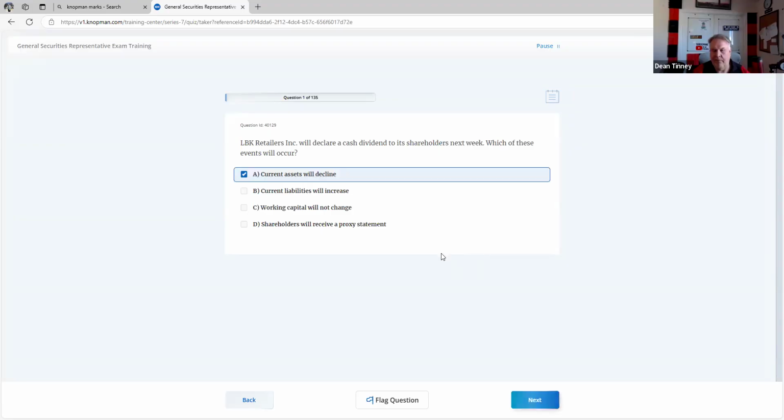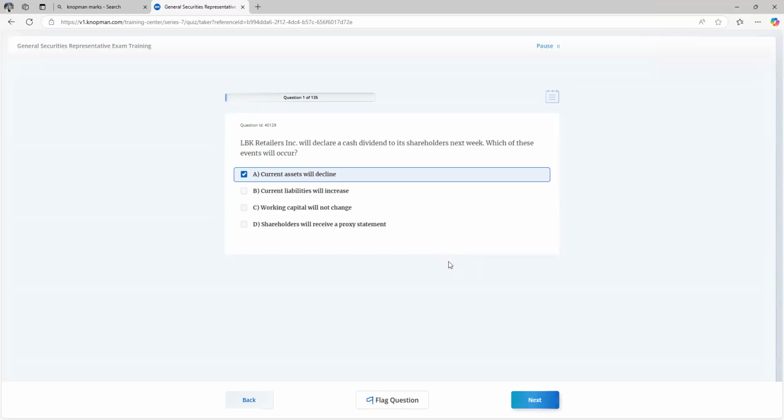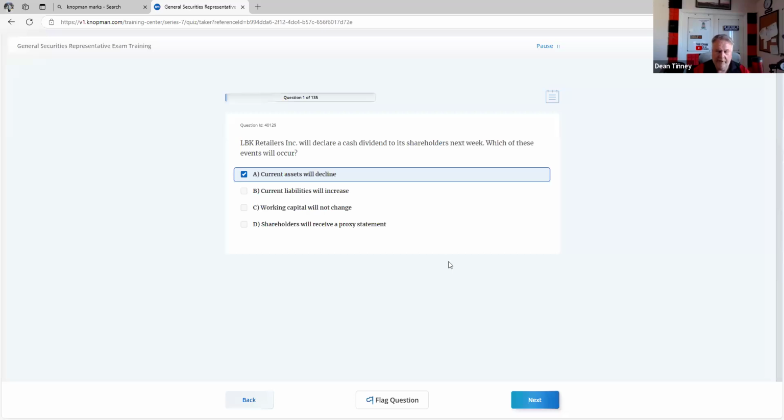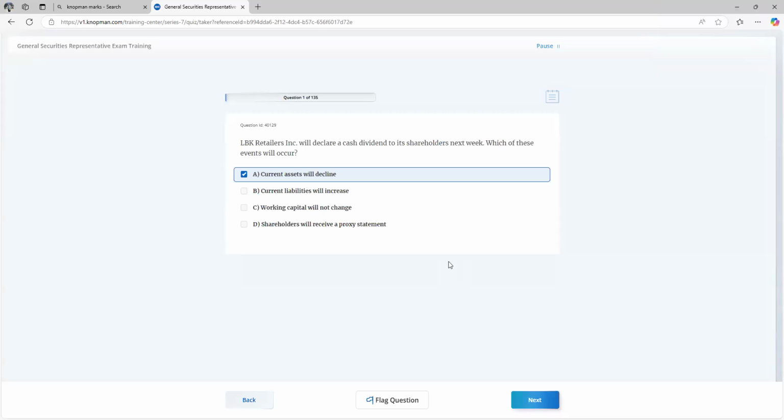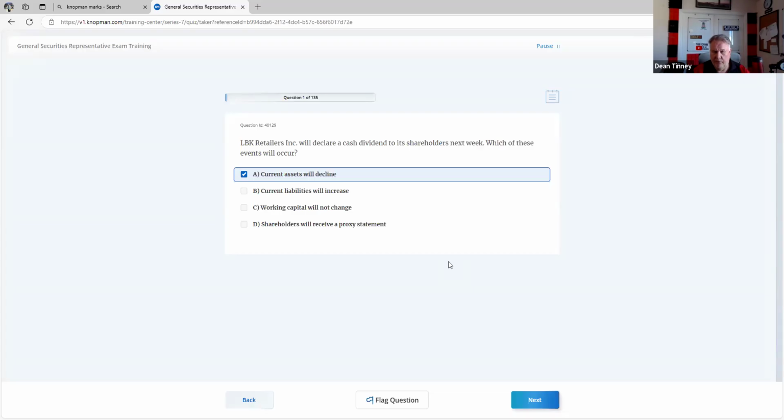You missed it because, remember, current liability. A declared dividend becomes a current liability. So it's B, then: current liabilities increase, and working capital would decrease. You don't have a choice that says working capital decreases. The biggest takeaway is declared dividends: once declared, the dividend becomes a current liability, and therefore current liabilities will increase and working capital will decrease.